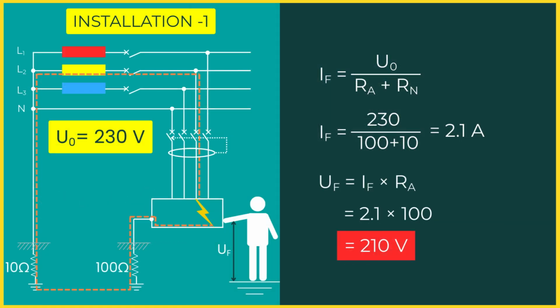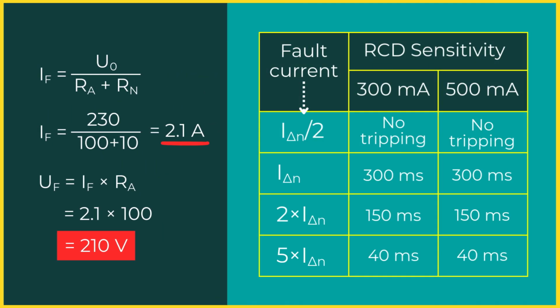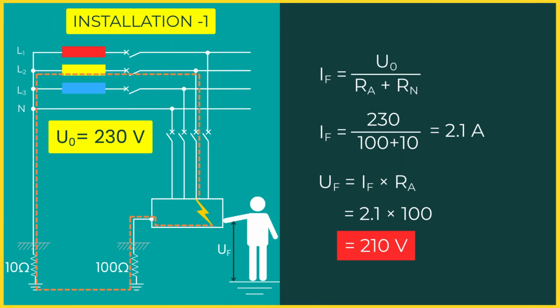This means an RCD with a sensitivity of 500 mA or 300 mA is required. For a 2 ampere earth fault current, an instantaneous 500 mA RCD will disconnect the circuit in less than 150 milliseconds. With higher sensitivity, the disconnection is even faster. An instantaneous 300 mA RCD will disconnect the circuit in less than 40 milliseconds. Therefore, in the first installation, either a 500 or a 300 mA RCD can be used.